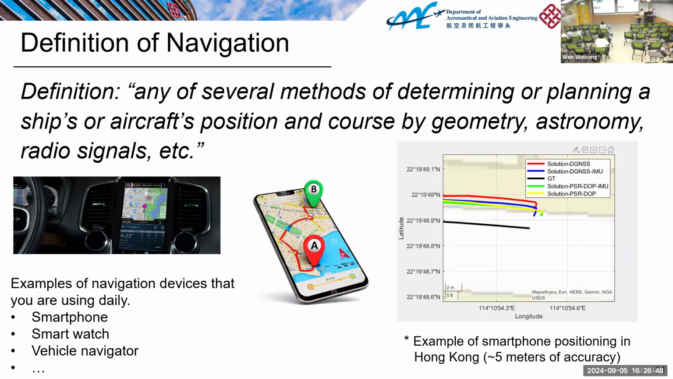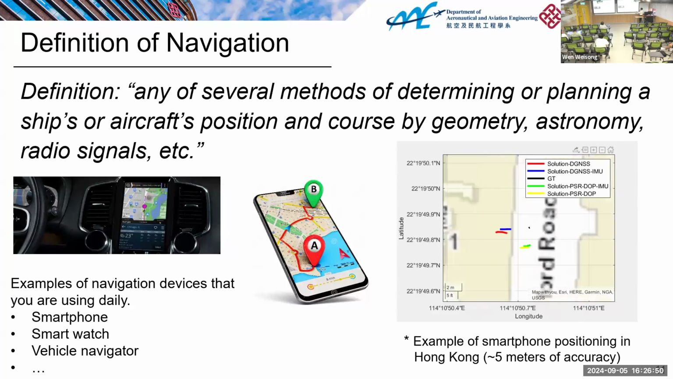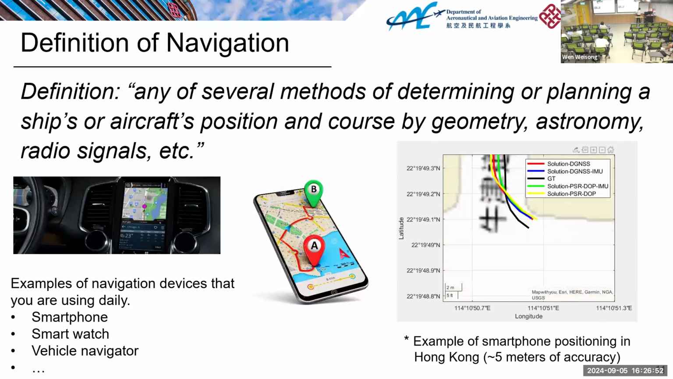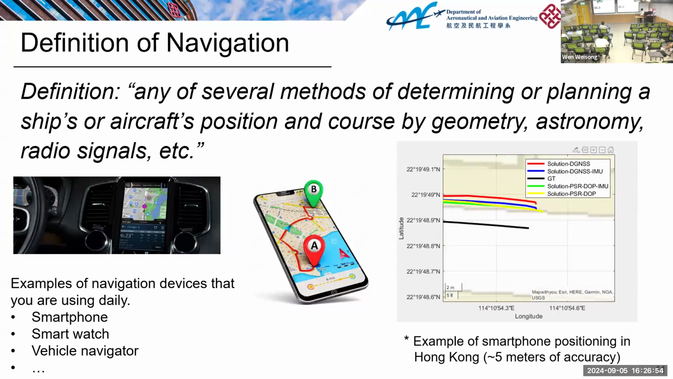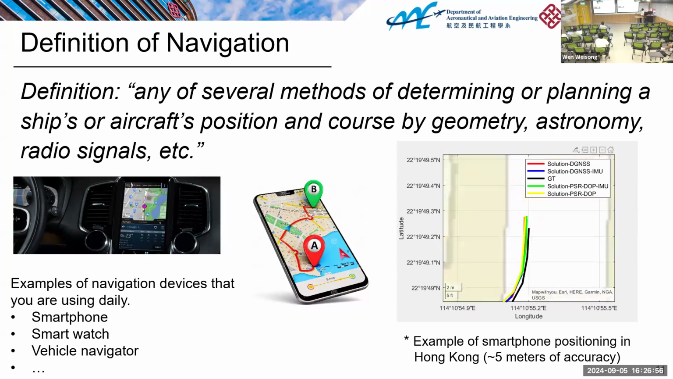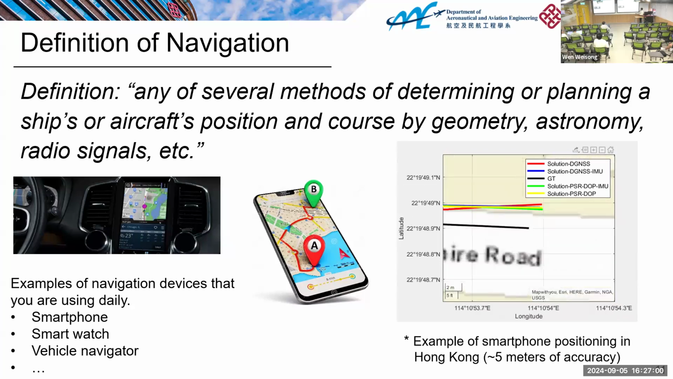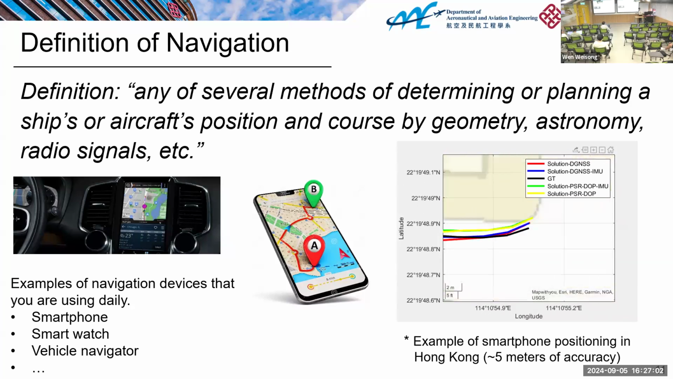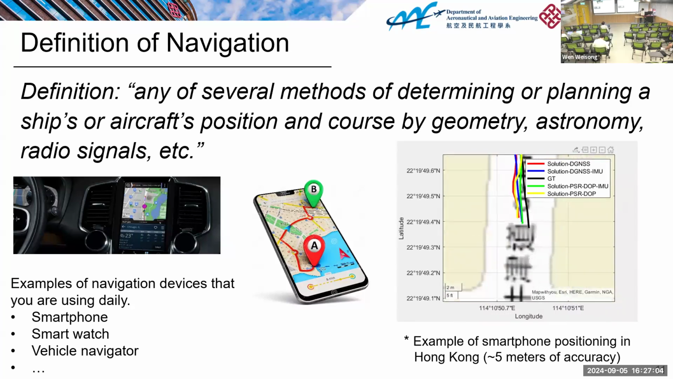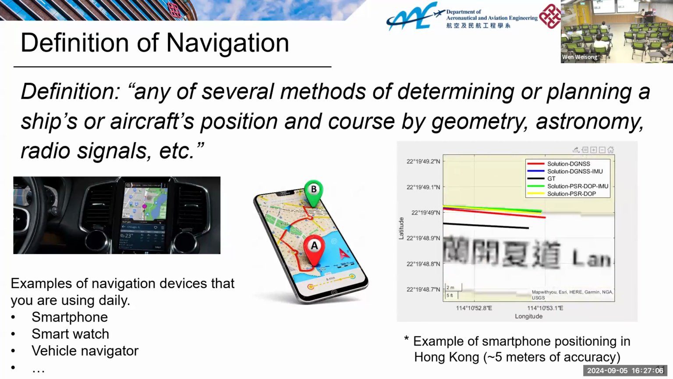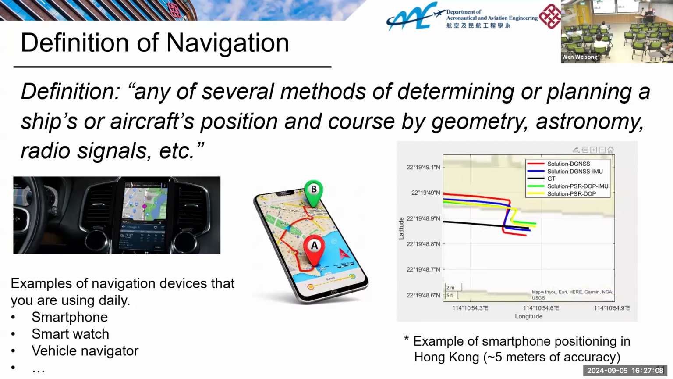This is one kind of result: if you have the IMU together with the GPS, at least the trajectory looks quite smooth. This is one of the testing results in Hong Kong, on a narrow road near PolyU. This is one of the tests.